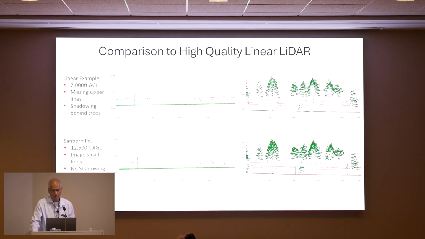In the same way, on the right-hand side, the top image is linear mode, and you can see some of the shadowing behind the trees. That's what I explained in the previous slide. Whereas in the bottom image, there is no shadowing or very limited shadowing. So that is a comparison of the LiDAR density between the linear mode and the Avalanche mode.